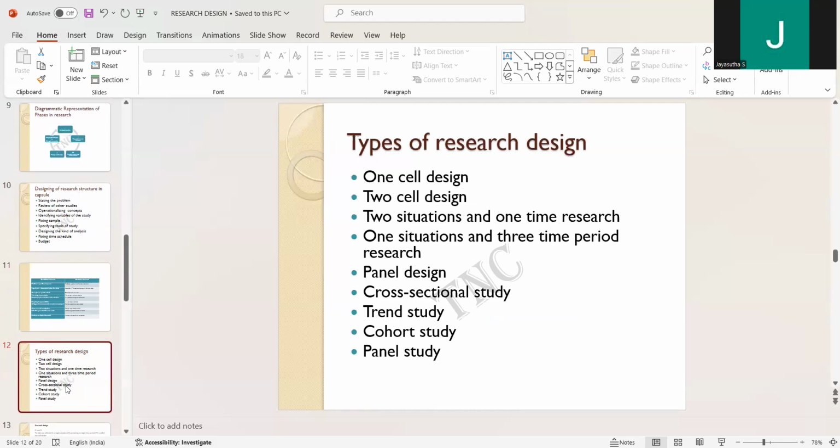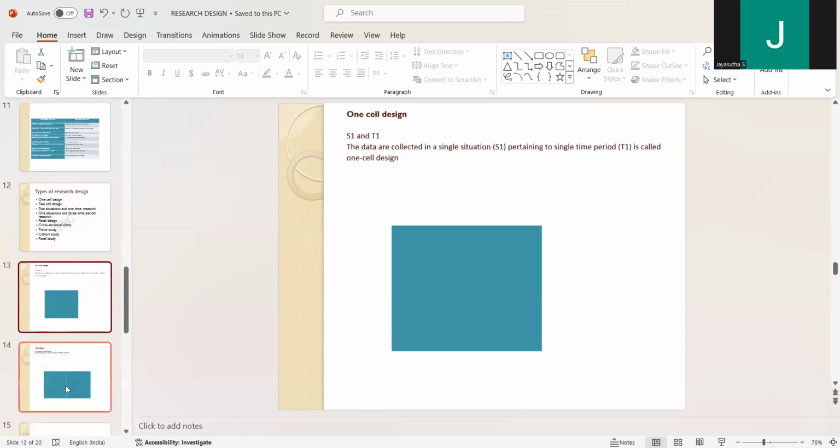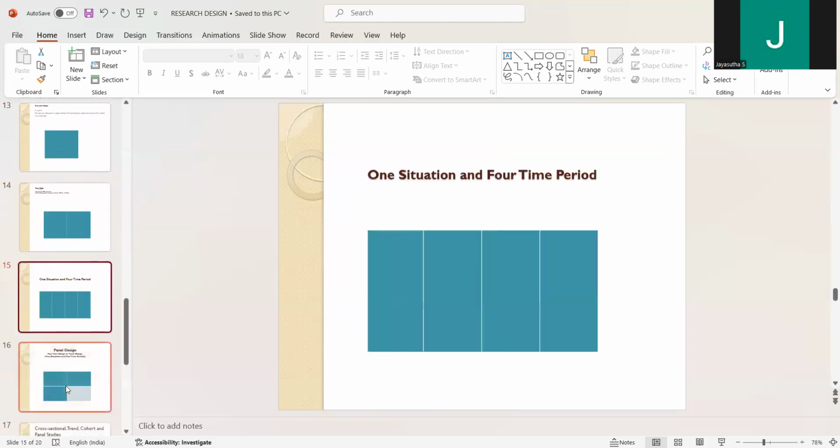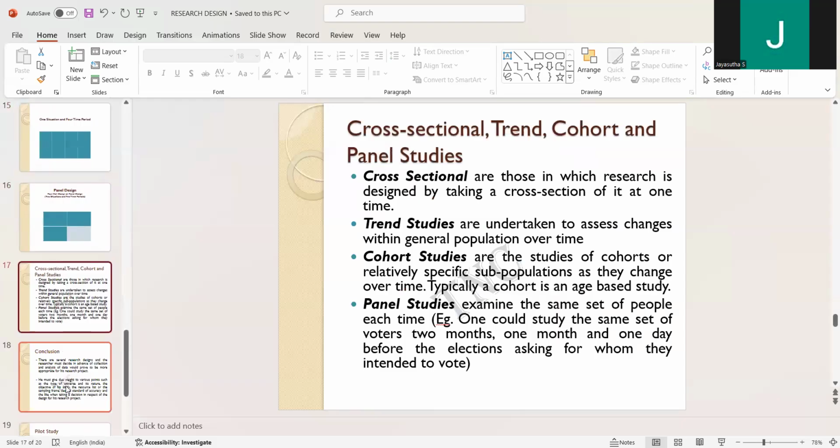The types of research design: one-cell design, two-cell design, two situations and one time period, one situation and three time periods, panel design, cross-sectional study, trend study, cohort study, and then panel study also. The cross-sectional study is designed by taking a cross section at one time. The trend studies are undertaken to assess changes within the general population over time.